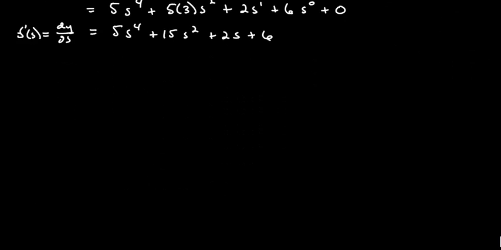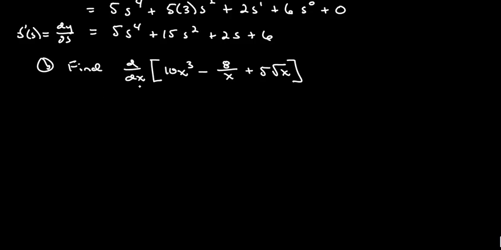Okay, now let's look at b. B asks us to find d/dx of 10x to the third minus 8 over x plus 5 square roots of x. So again, we can think about distributing this operator in over these operations of subtraction and addition. So I'm going to write it like this.